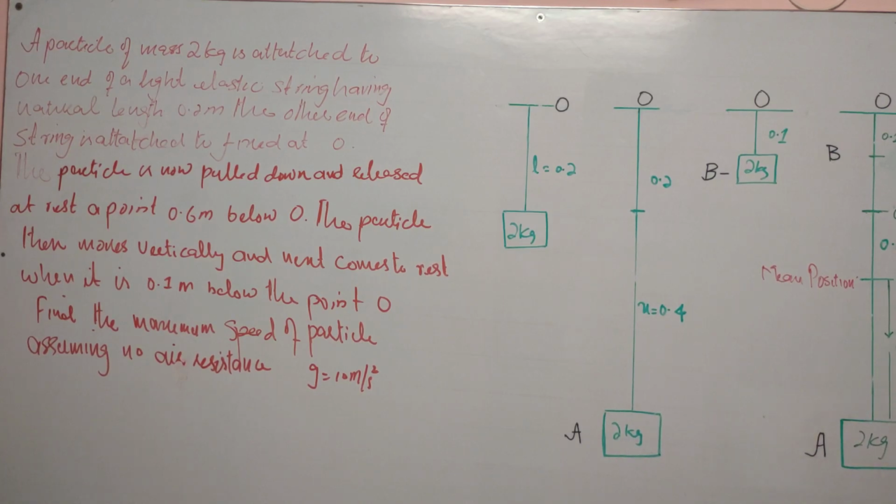The particle then moves vertically and next comes to rest when it is 0.1 meter below the point O. Find the maximum speed of the particle, assuming no air resistance, using g as 10 meters per second squared.